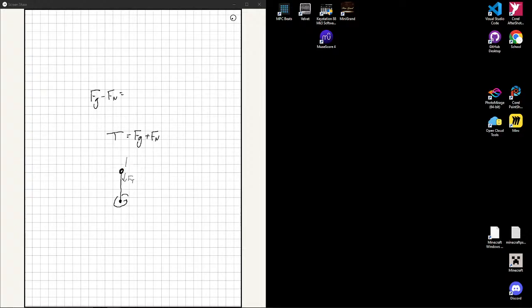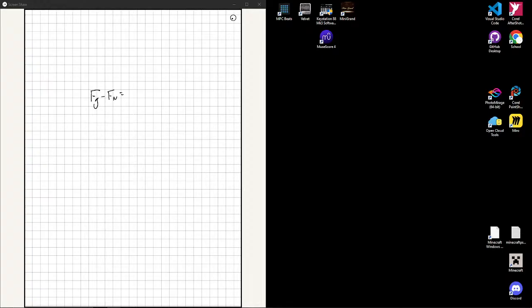Actually, it might be the other. Why would you have tension and normal force at the same time? That was me messing it up. Yeah, I figured that combination was weird. Sorry.